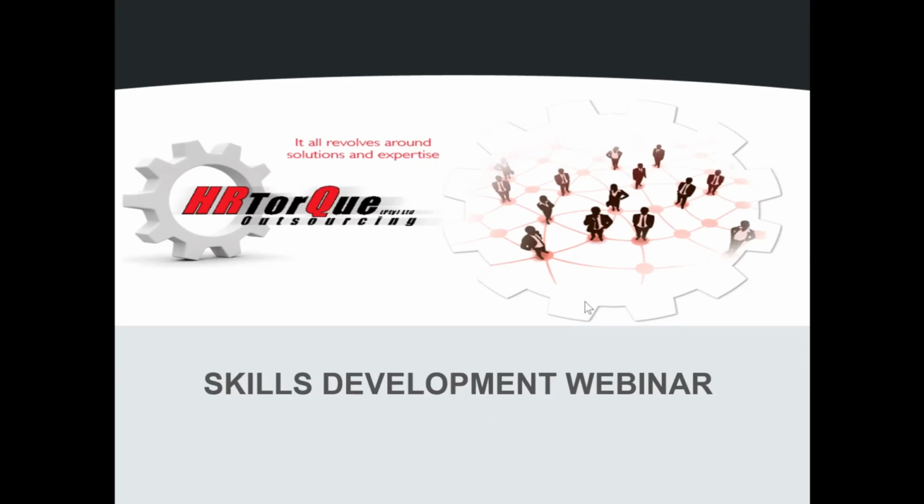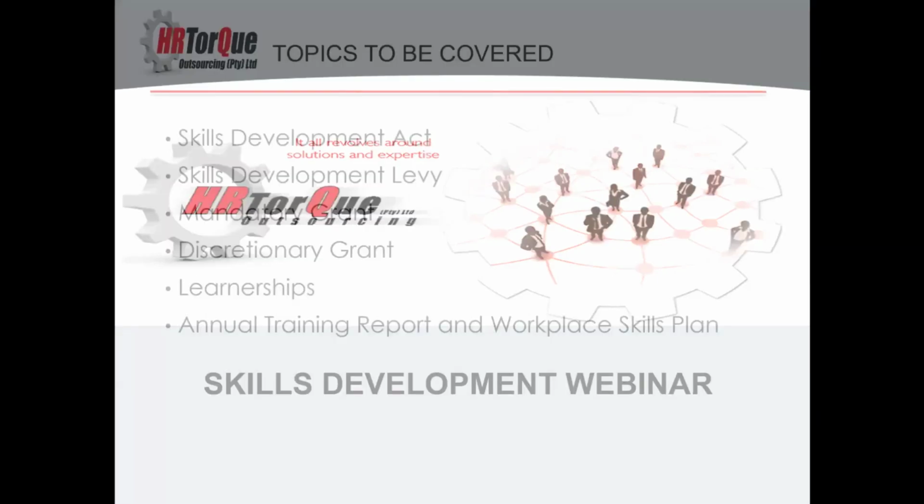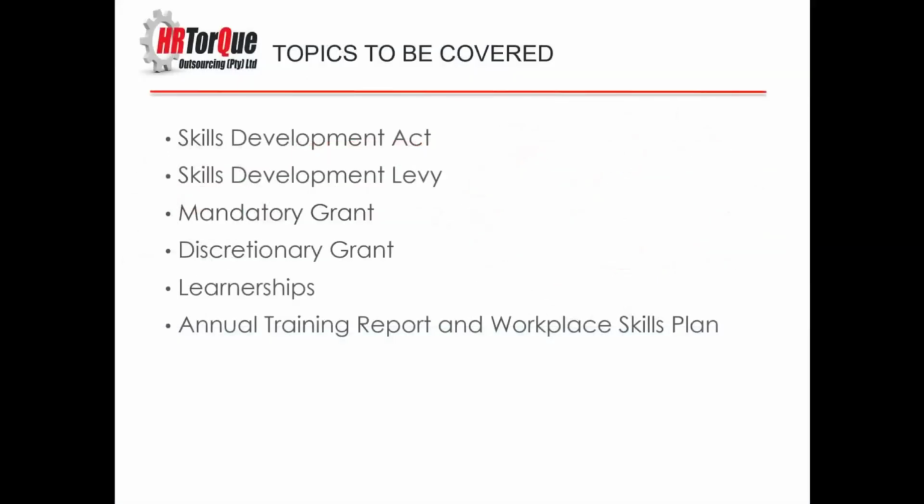Okay, so today what we're going to be talking about is just a little bit about the Skills Development Act, the Skills Development Levy, understanding the mandatory grant, the discretionary grants, learnerships, and then just very briefly the annual training report and the workplace skills plan.